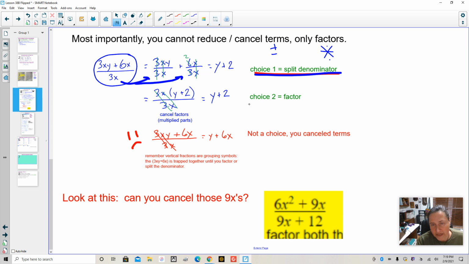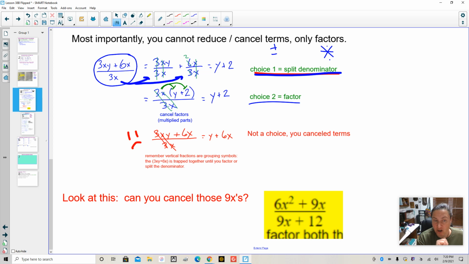Here's choice 2. I can factor, which is what the lesson is about. I can take 3x out of 3xy plus 6x: 3x times y plus 2. I can do a quick check to make sure I did that right. 3x times y is 3xy. 3x times 2 is 6x. I did that correctly, over 3x.